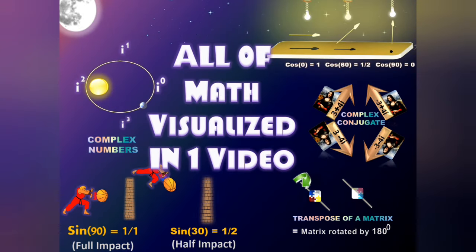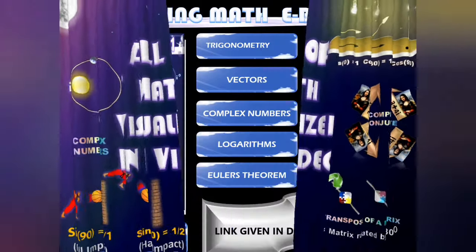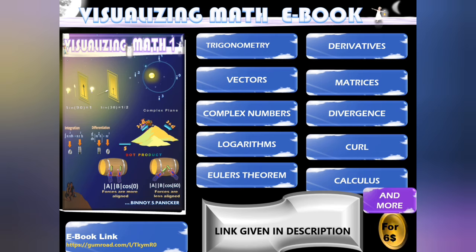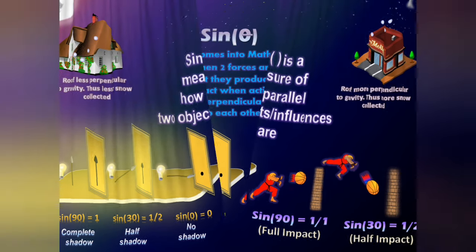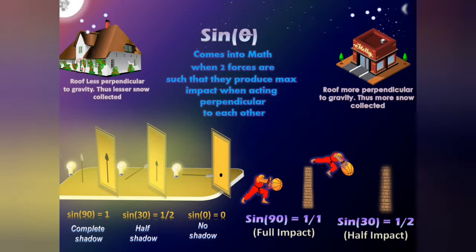An ebook that explained major concepts of math using simple and everyday examples and analogies. What if sine theta is a measure of how much perpendicular two forces or objects or influences are with respect to each other? So a roof which is perpendicular to the flow of snow, won't it collect more snow than a roof that is less perpendicular?